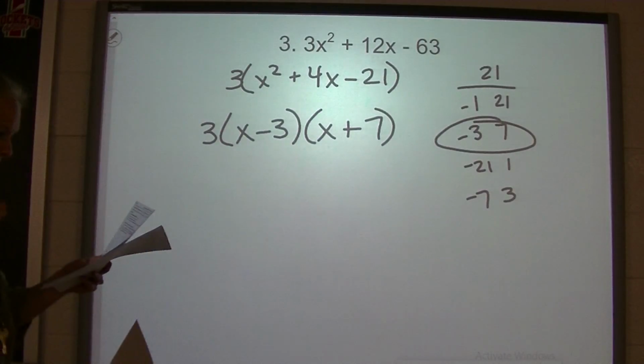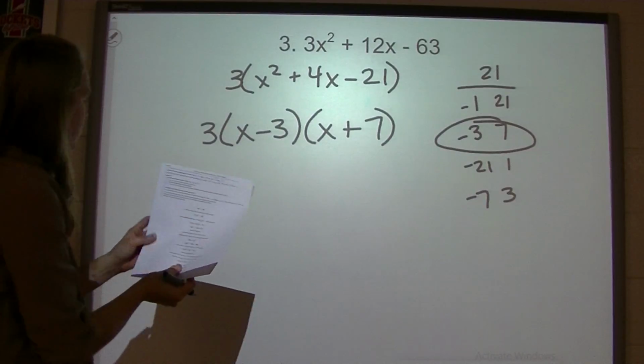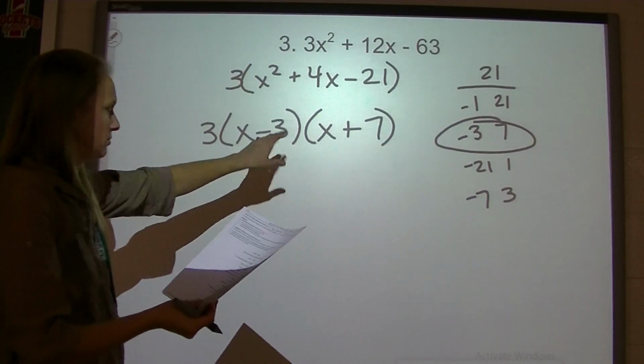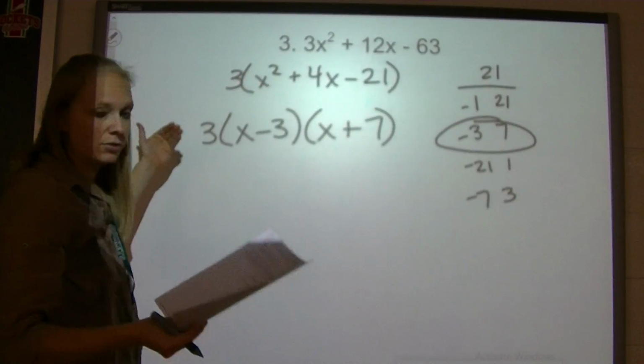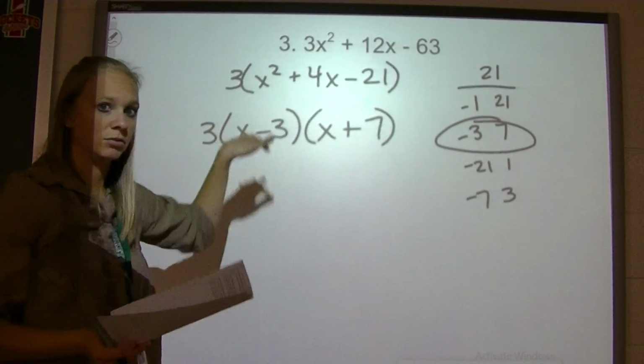Now some of you might be saying, well, on the example problem for number 3, you have it 3 parentheses x plus 7 parentheses x minus 3. It doesn't matter the order here. Referring back to commutative property of multiplication, order doesn't matter when you're multiplying.